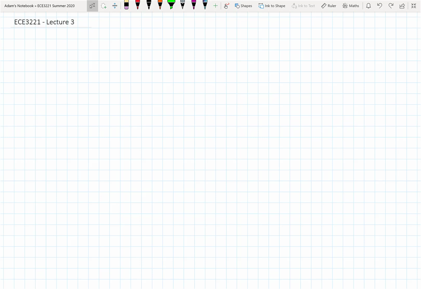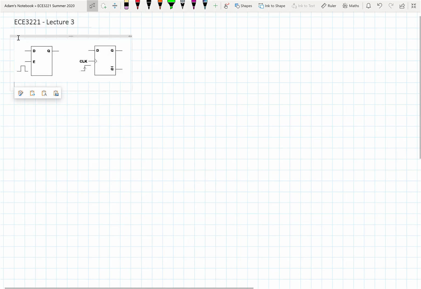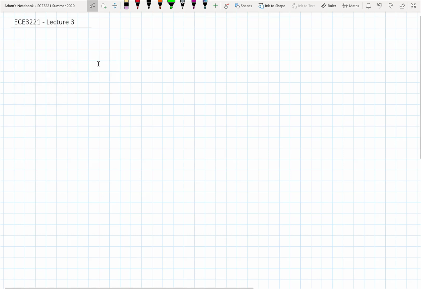Hello everyone. I want to pick up from where we left off last day. We were looking at flip-flops and latches, and I just want to revisit that a bit more today and talk about using them in a means that is maybe more representative of how we're going to see them in our computer systems.